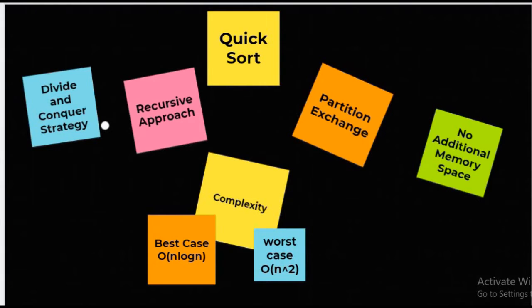And in a way it is better than merge sort because it does not require any additional memory space. Now we should discuss the complexity of quicksort. The best case complexity of quicksort is order of n log n, while the worst case complexity is order of n square.